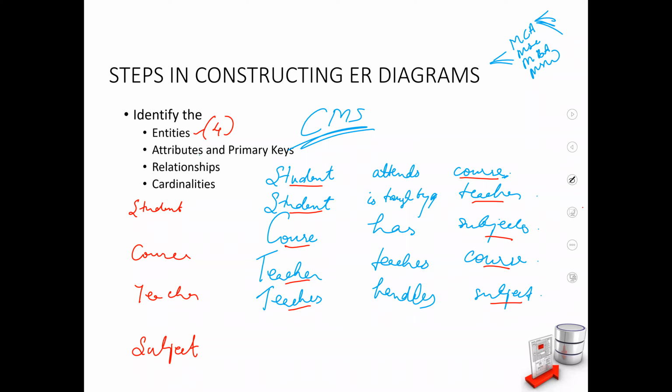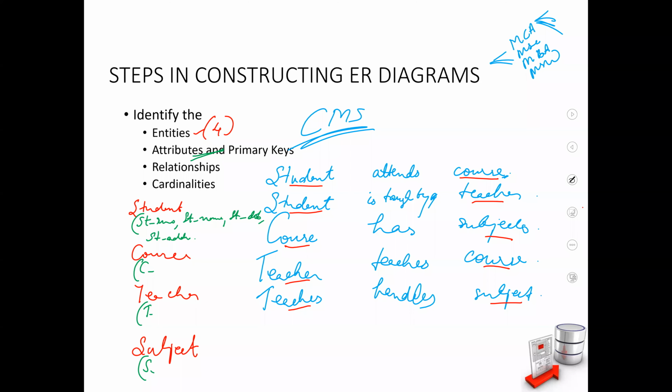Now after that, what should you do? You should think about attributes. So I write attributes for student. You can start everything for student with ST, for course with C, for teacher with T, and for subject similarly. These are naming conventions which you can follow. So for student, I can have student roll number, student name, student date of birth, isn't it?